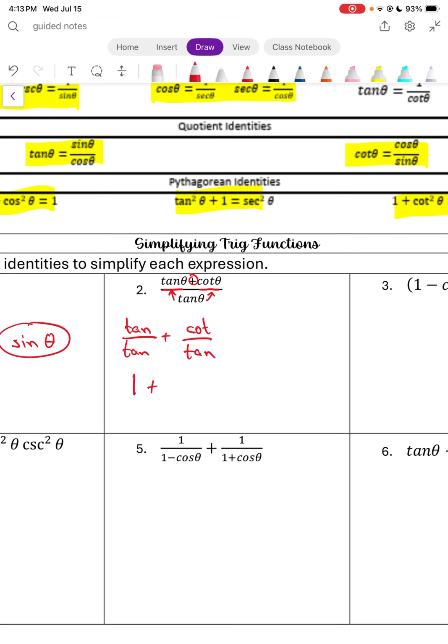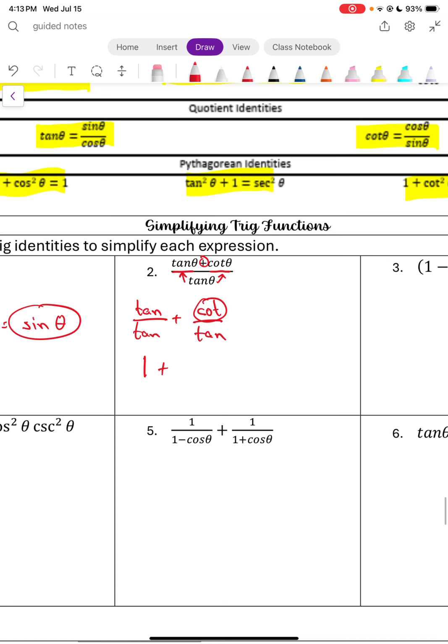And again, I'm going back to, we're going to turn everything into sines and cosines. Cotangent is cosine over sine. Divided by tangent is sine over cosine. To divide two fractions, we flip and multiply. So I'm going to come over to the side and do that. That's going to be cosine over sine. When I flip, it becomes cosine over sine as well. So that's going to be cosine squared on top. Anything times itself is squared. Cosine squared over sine squared. And again, that's what this stuff is equal to.